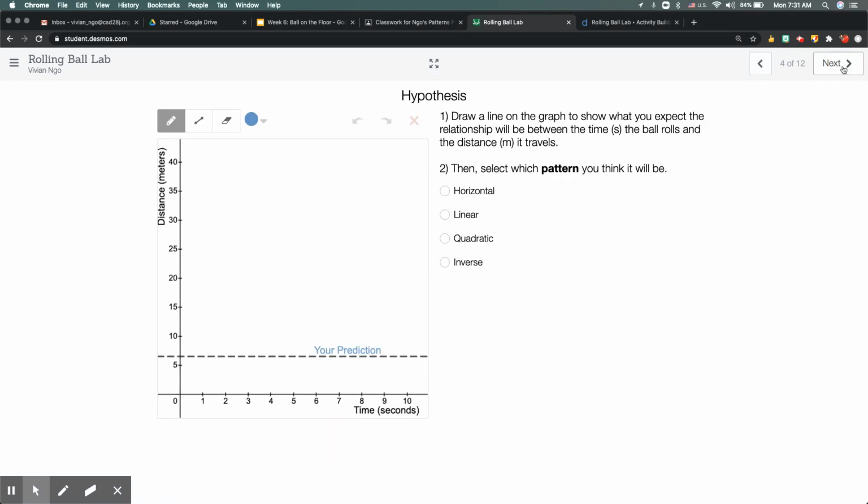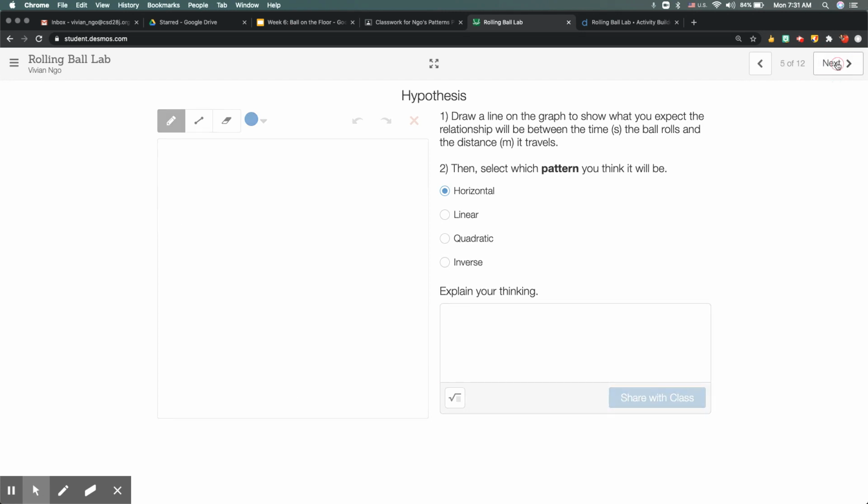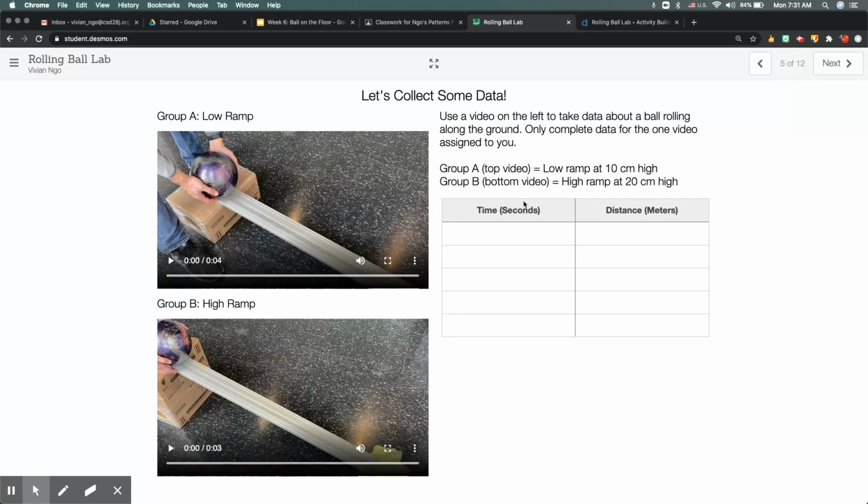After I do that, oh, oops, this is where you actually draw the line. Sorry. You're going to tell me what you think it is. Is it going to be horizontal? Tell me why. I think it will be inverse, because of such and such. Give me your opinion. Which one will it be? And then tell me why. After that, we're going to collect data.